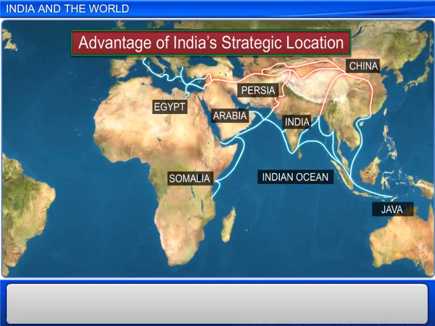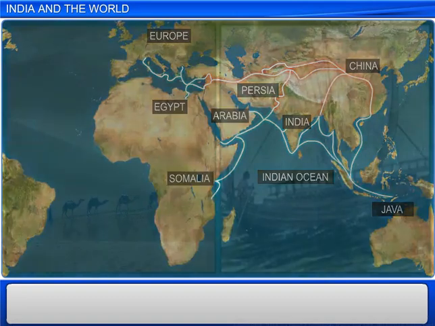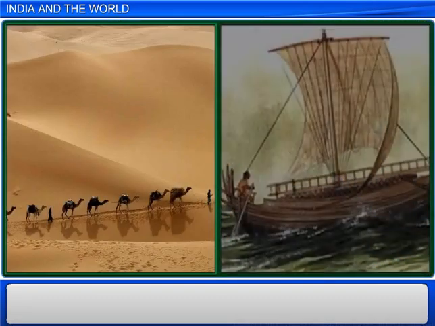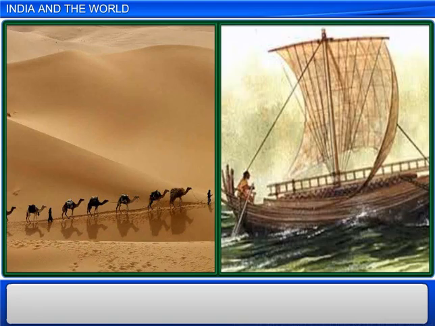Now let's examine how India's strategic location contributed to its development and enabled it to contribute significantly to the world. Traders have been using both the land and sea routes passing through India to exchange ideas as well as commodities.